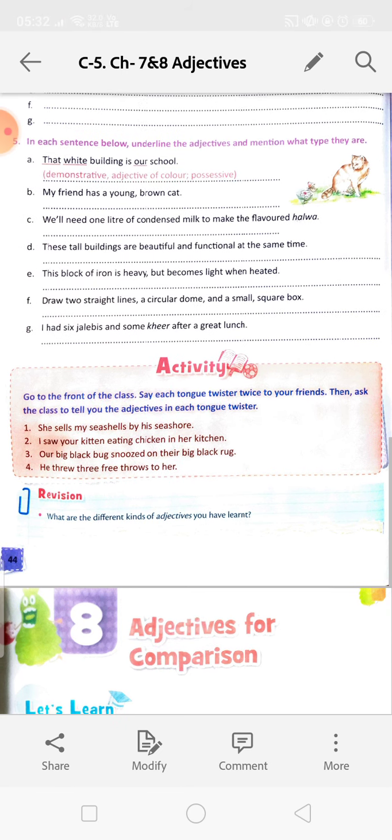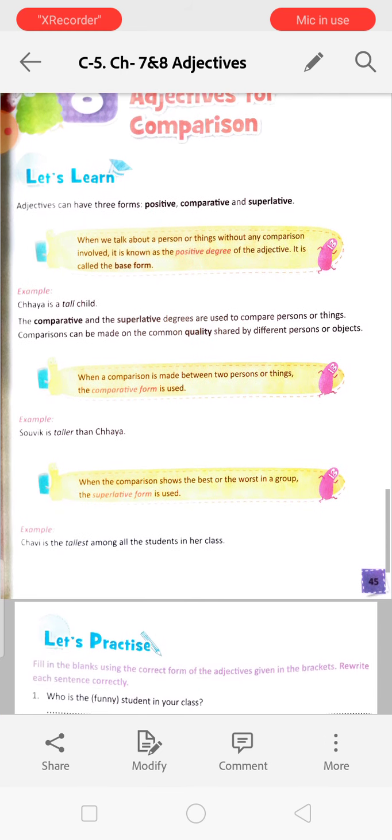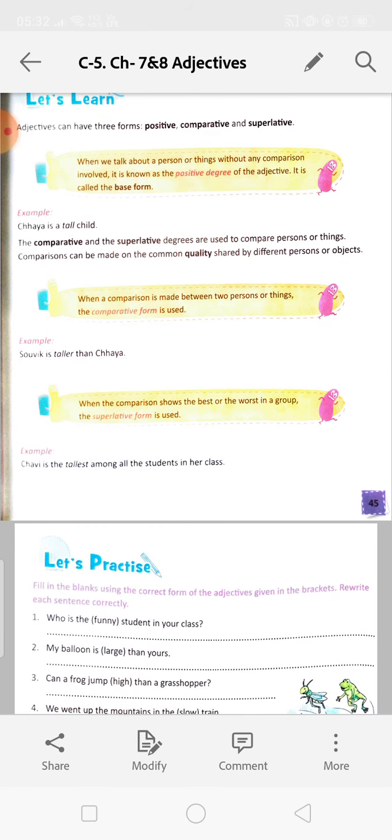Next we are coming to the adjectives of comparison, that means positive degree, comparative degree, and superlative degree. When we are telling about one thing, we use the positive degree. When we talk about a person or thing without any comparison involved, it is known as the positive degree of the adjective. It is also called the base form. Chaya is a tall child.